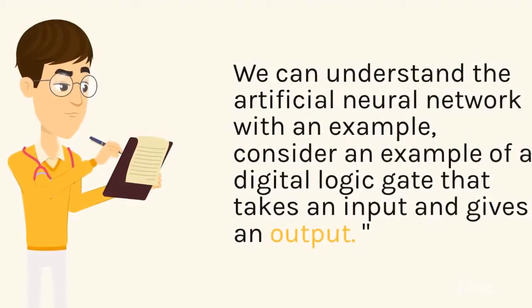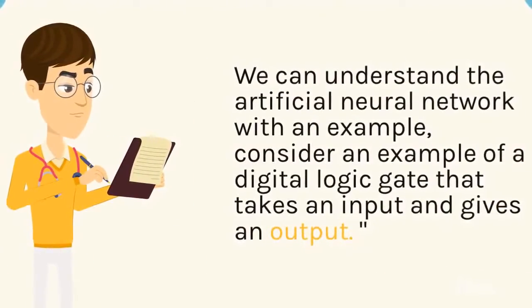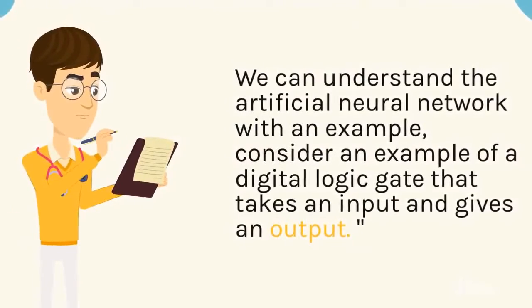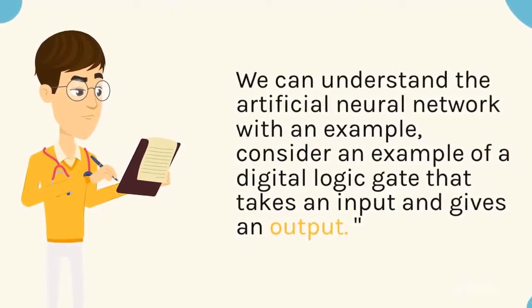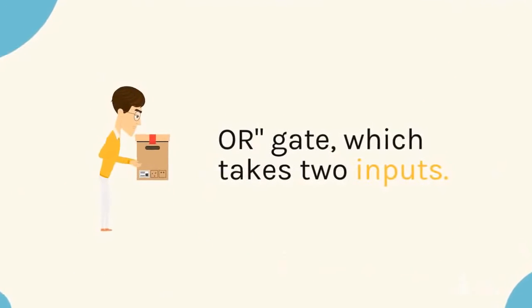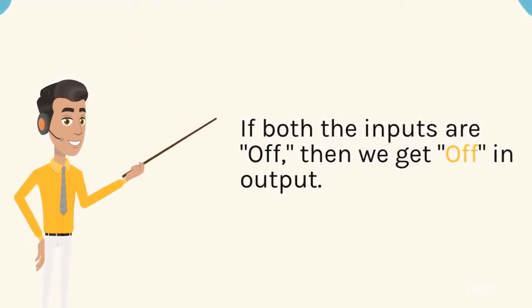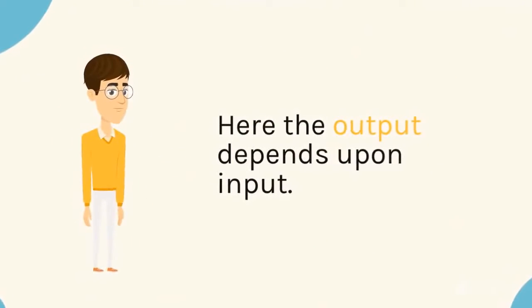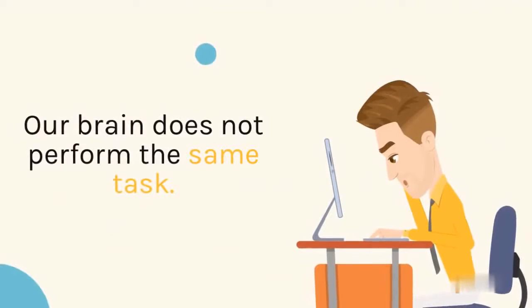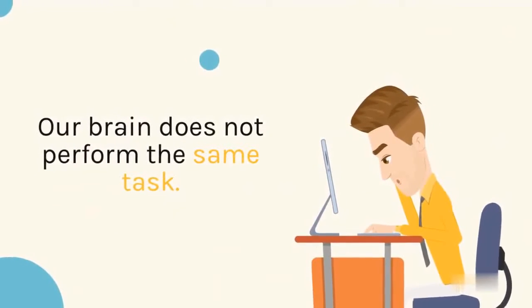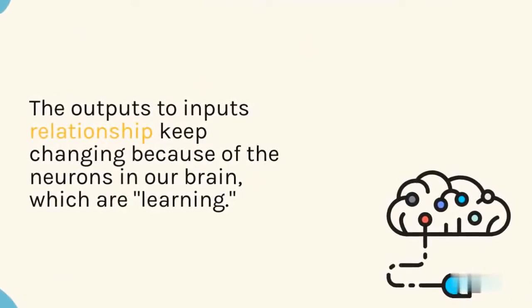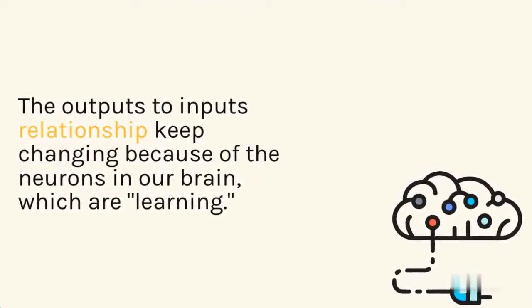We can understand the artificial neural network with an example. Consider an example of a digital logic gate that takes an input and gives an output. OR gate, which takes two inputs. If one or both the inputs are on, then we get an on output. If both the inputs are off, then we get an off output. Here the output depends upon input. Our brain does not perform the same task. The outputs to inputs relationship keep changing because of the neurons in our brain, which are learning.